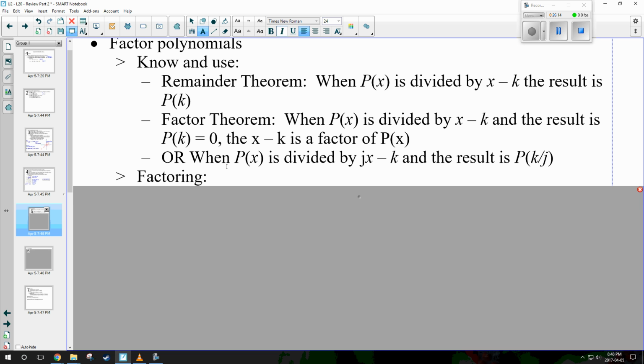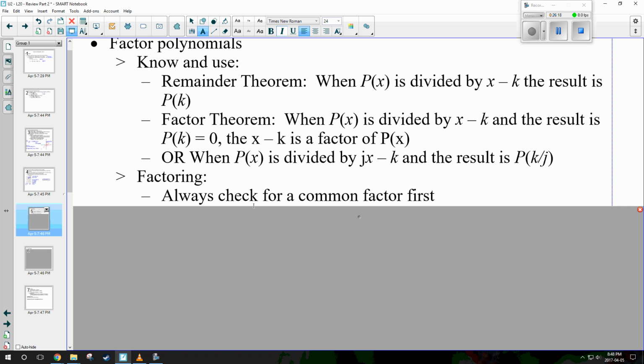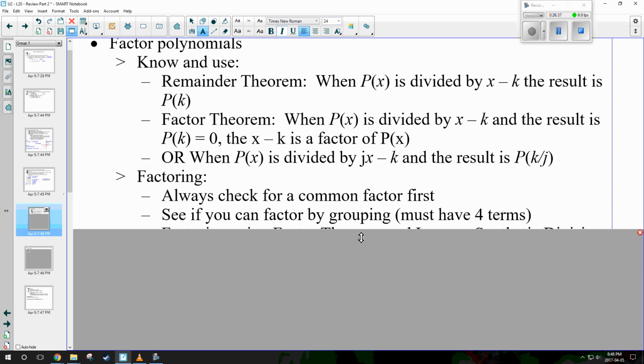There were a couple of different things that we looked at when we were factoring. The first one is make sure you always check for a common factor. That's the first thing you should always do when the question asks you to factor or it requires you to factor, is check for that common factor first. Because it can simplify your life a lot if you recognize when a common factor appears and pull it out of your equation.